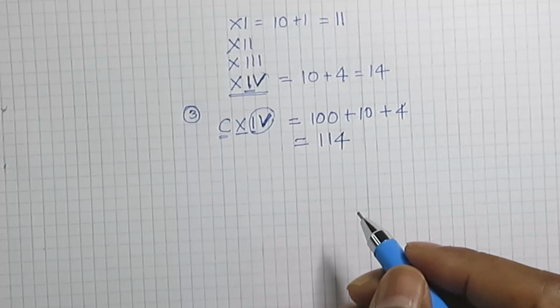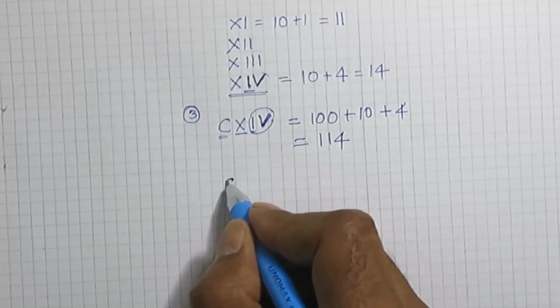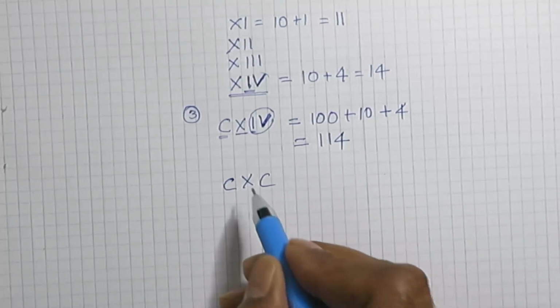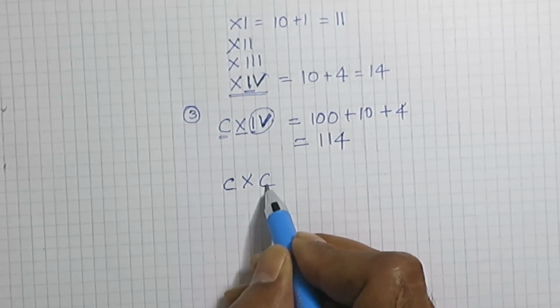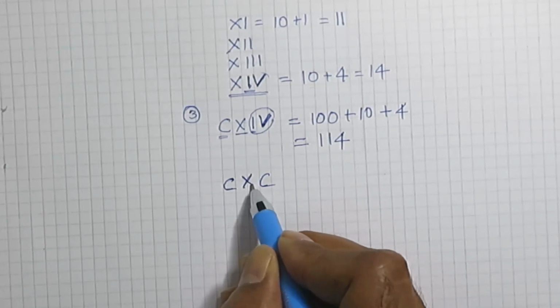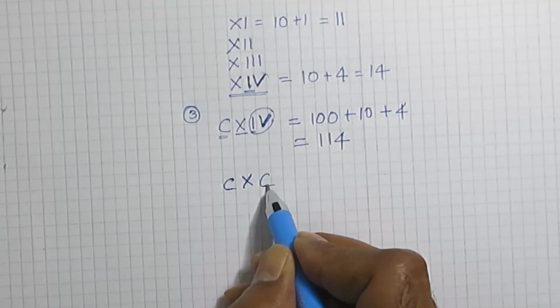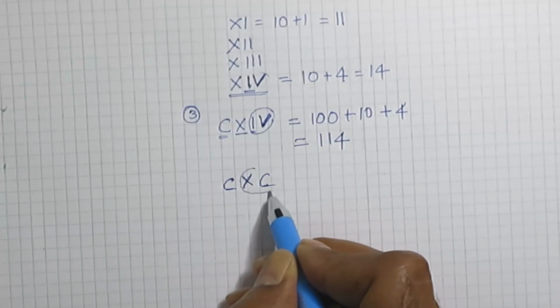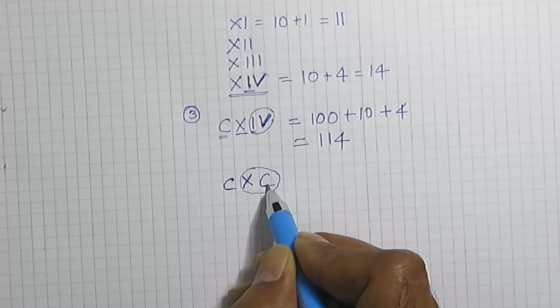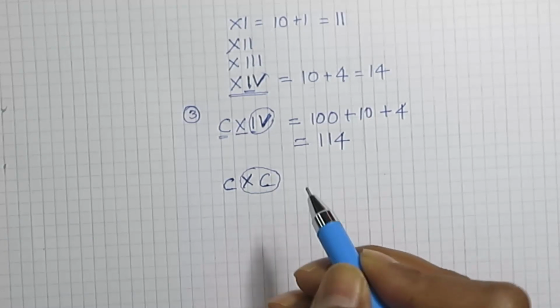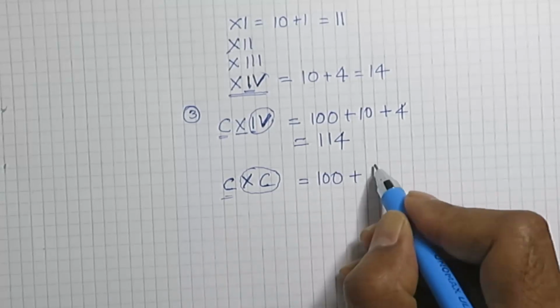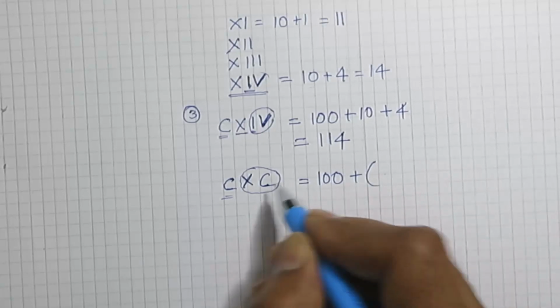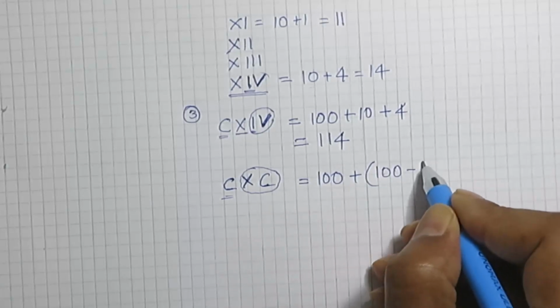So similarly, for example, CXC. Now here X is the smaller numeral between two larger numerals. So this one and this one. This smaller numeral will be attached to the larger numeral on the right side. So that means this will go together. So here it will be C, which represents 100, minus 10.